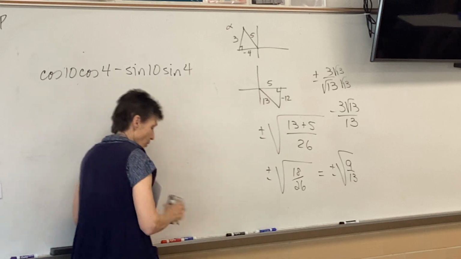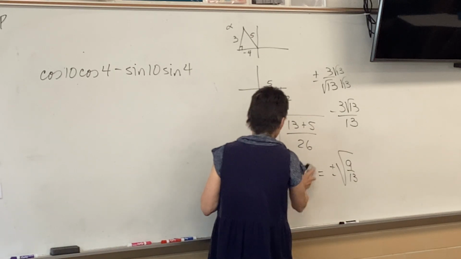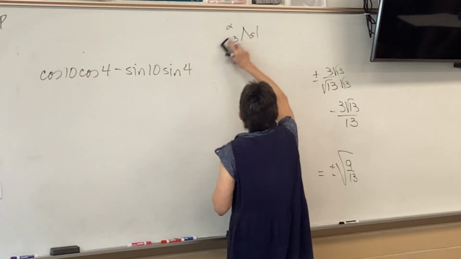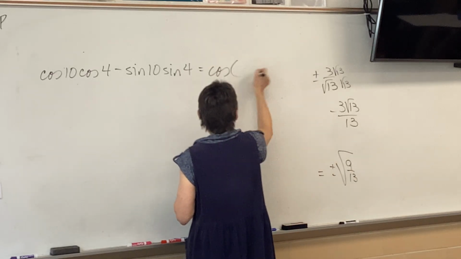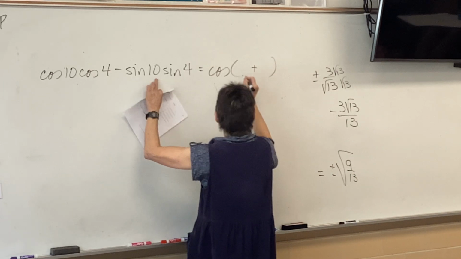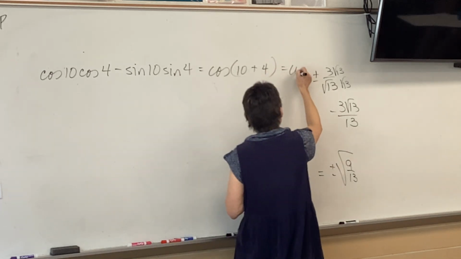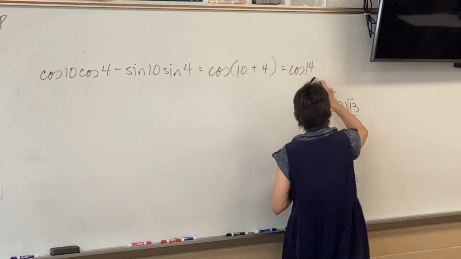What formula is cosine cosine minus sine sine? Cosine of u plus v. So this would be the cosine of 10 plus 4, cosine 14. That's what you write down. That's the answer, cosine 14.